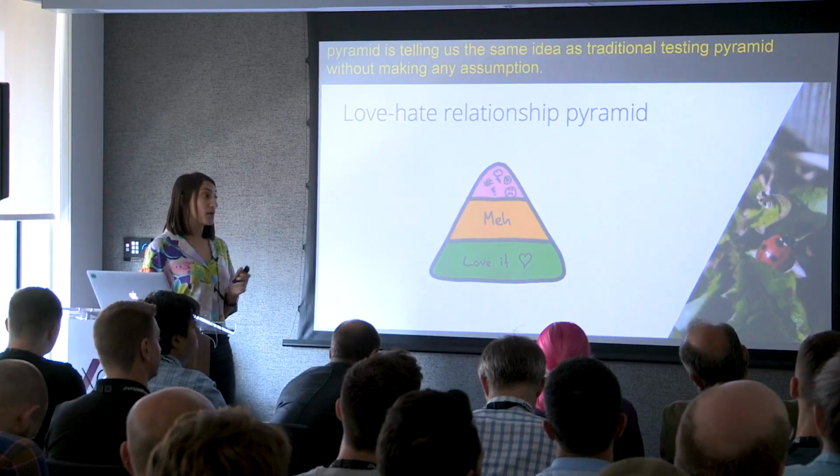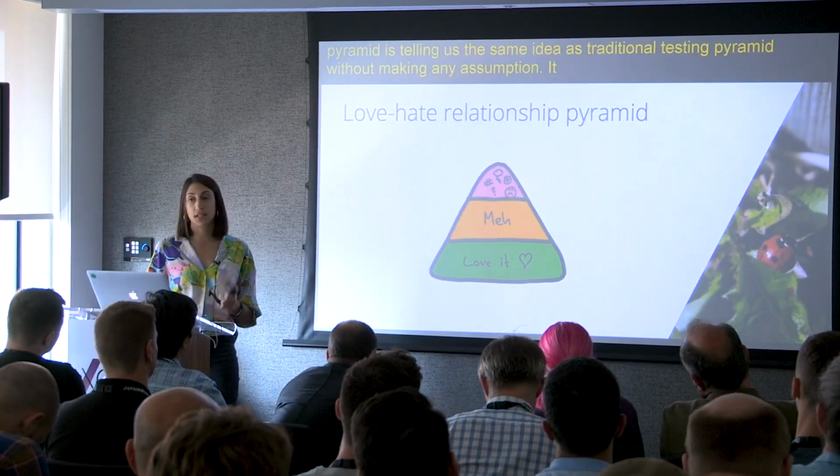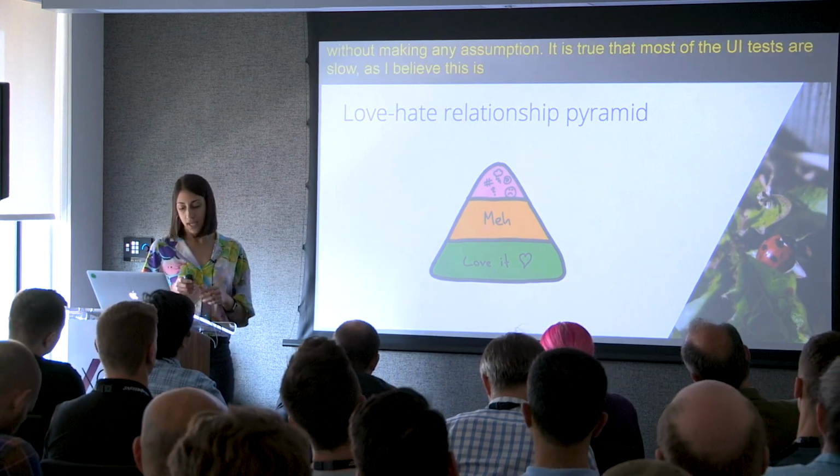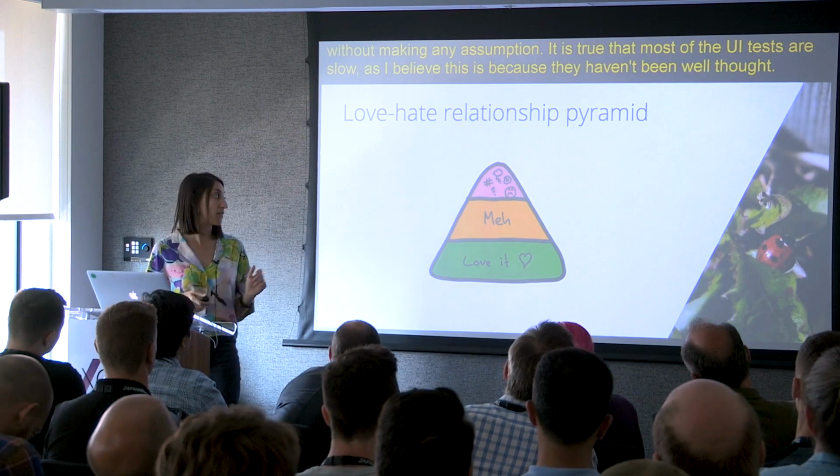The first one is speed. We want to have fast feedback. And the second one is determinism. We don't want our tests to fail for no reason. So if you realize, this love-hate relationship pyramid is telling us the same core idea as the traditional testing pyramid, but without making any assumption. And while it is true that most of the UI tests are slow, Aslak believes this is because they haven't been well thought out. And he explains this idea very well in the following example.